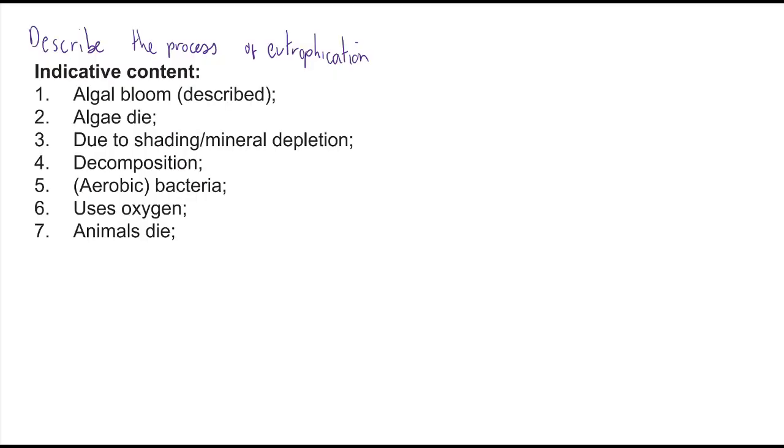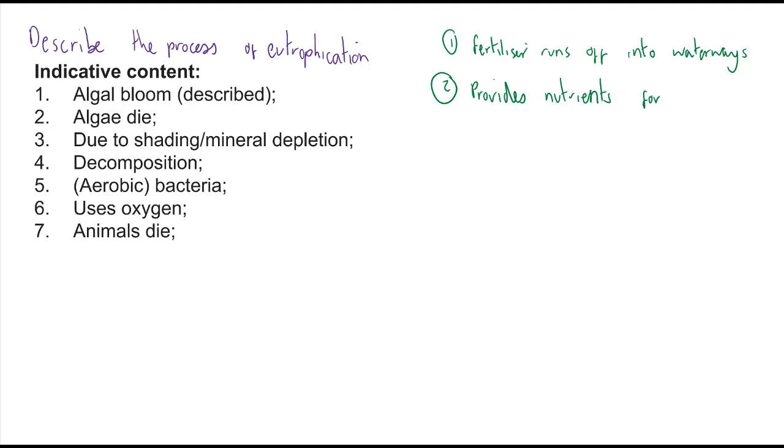Now, what better way to look at this than actually answering a question on it? So this is a mark scheme, and the question was describe the process of eutrophication. So here's what happens. The fertilizer runs off into waterways, for example rivers. This provides nutrients for algae, which is all that green stuff we saw. Algae is little microscopic organisms which can photosynthesize.